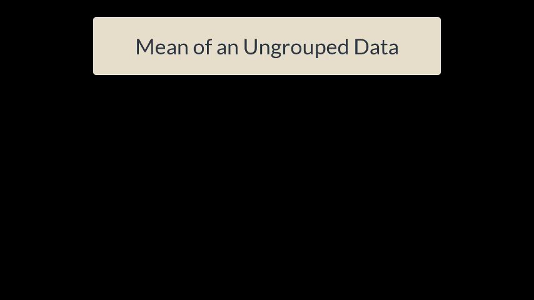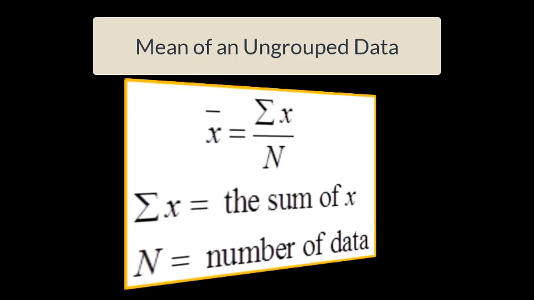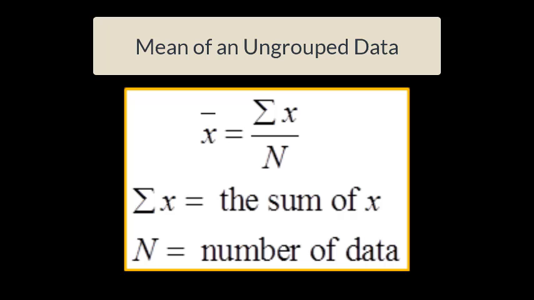For the computation of the mean, we will start with the ungrouped data. When we say ungrouped data, the scores are not grouped or the scores are individually listed. To determine the ungrouped mean, the formula is x bar equals sigma x over n, where sigma x, known as the summation of x, can be obtained by adding all the scores or the given values, divided by n, where n is the number of cases.